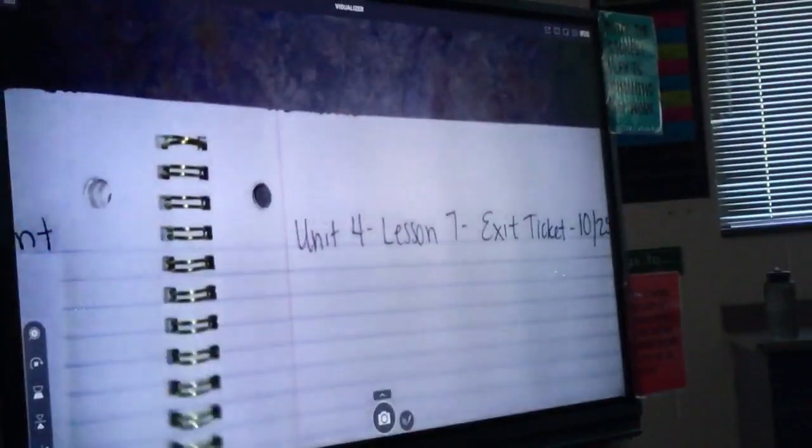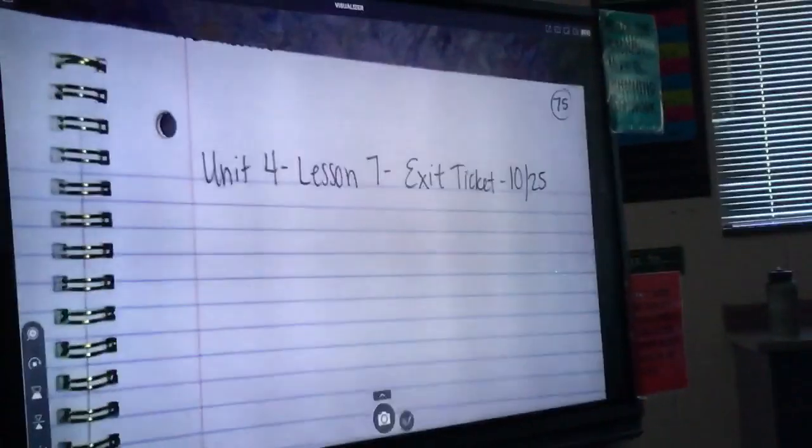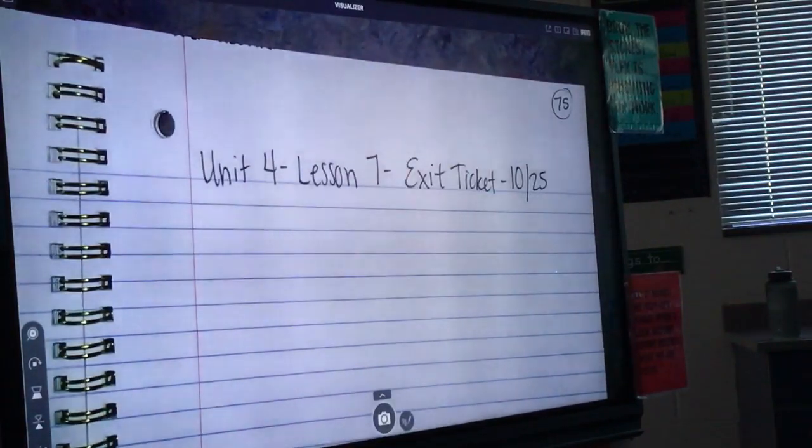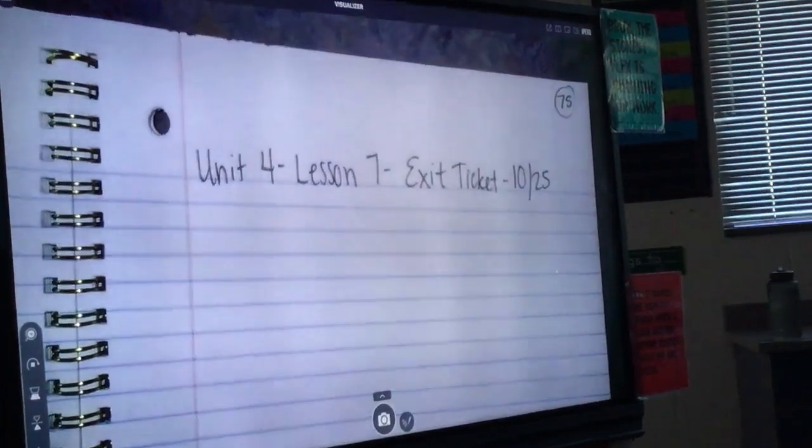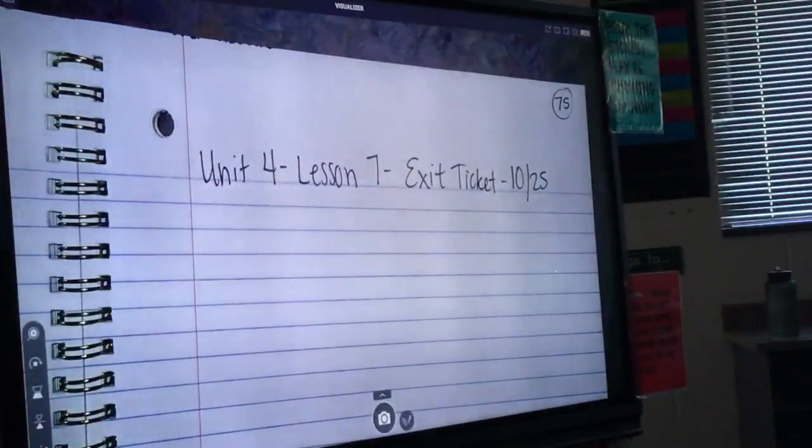When you have that glued in, please slide over to the right side. You need to title it Unit 4, Lesson 7, Exit Ticket. That is the orange piece of paper that I just passed out to you guys. That gets turned in. What do you need to do to that orange piece of paper before you start solving? Put your names on them.